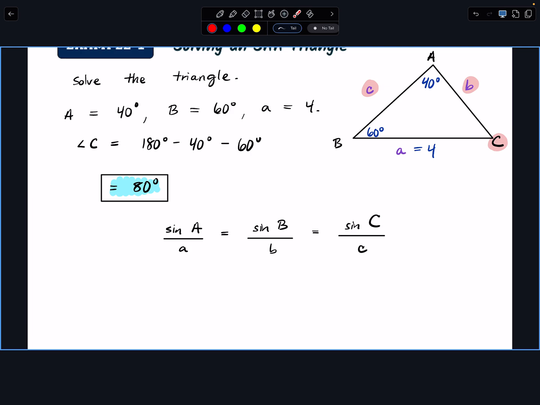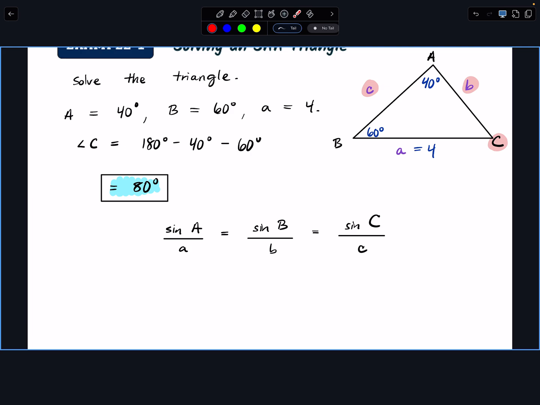Why? Yeah. Don't we know what little a is? And don't we know what angle A is? Do I know what little c is yet? So I can't use this fraction if I don't know both parts. Does that make sense? I have to know both parts to use the fractions. So I know these two. I know what this is. I just need to solve for this, okay?